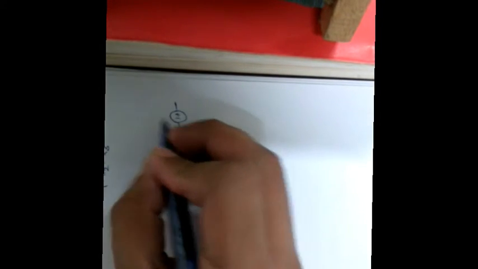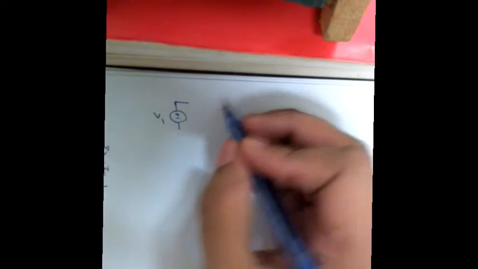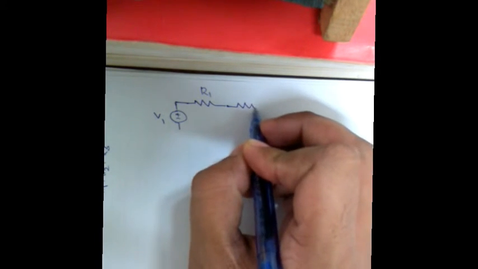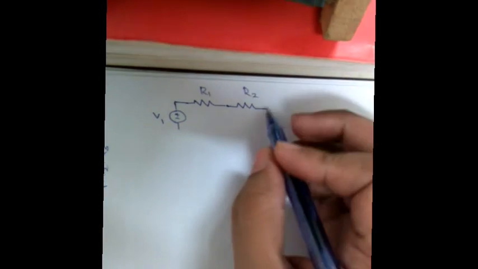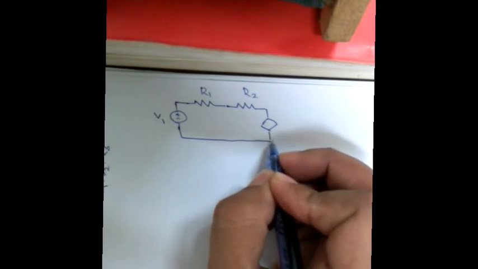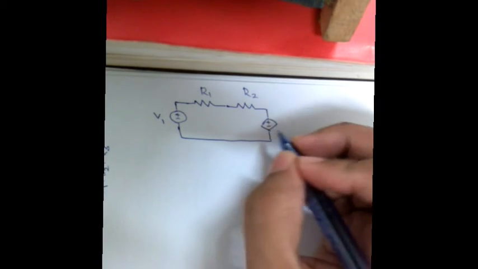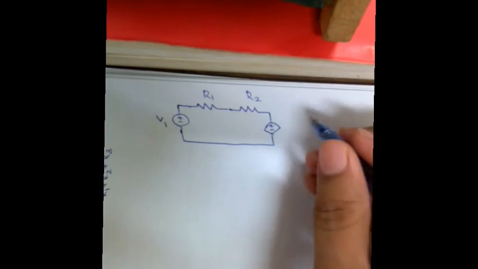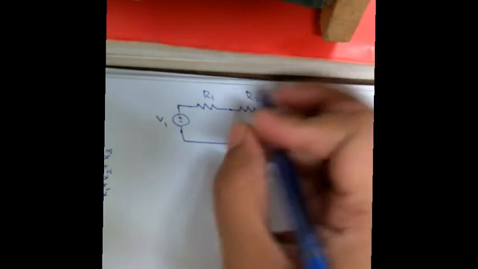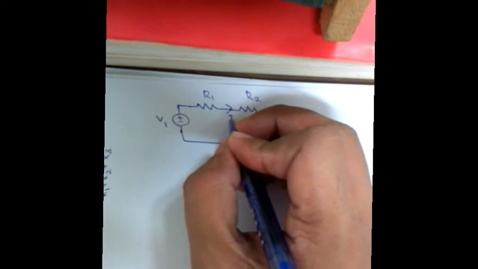We can have voltage source V1, resistor R1, another resistor R2 in the loop, and a dependent source. Maybe this is 3 times I, where I is the current through the loop.